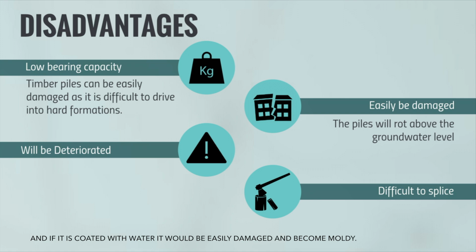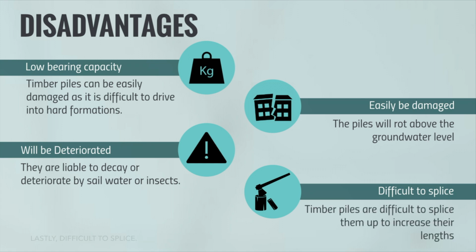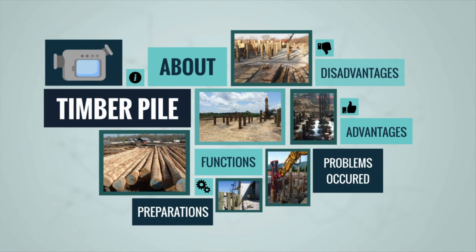And if it is coated with water, it will be easily damaged and become moldy. Next, timber piles are deteriorated. They are liable to decay or be deteriorated by still water or insects. Timber piles might be attacked by marine borers in salt water. Lastly, they are difficult to splice. Timber piles are difficult to splice to increase their length. It is hard to obtain piles that are sufficiently long and straight for some projects.